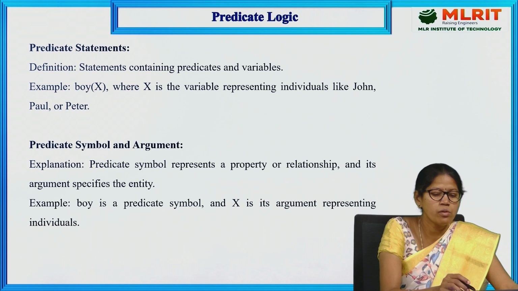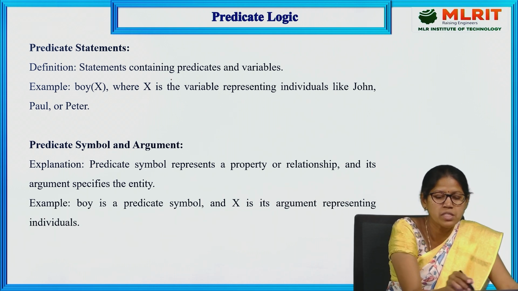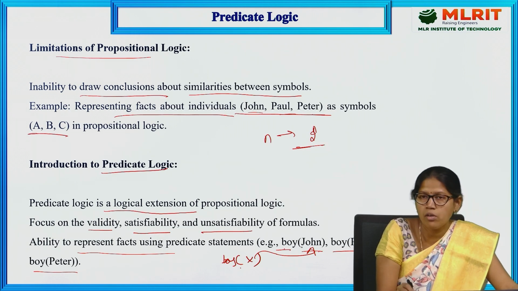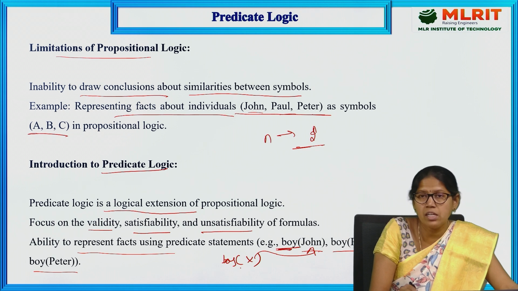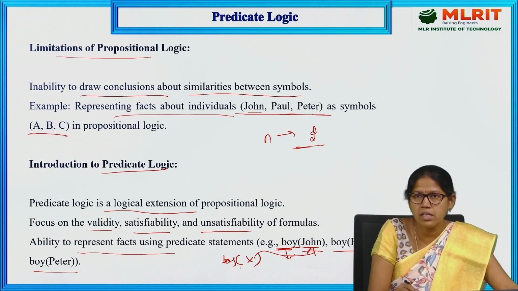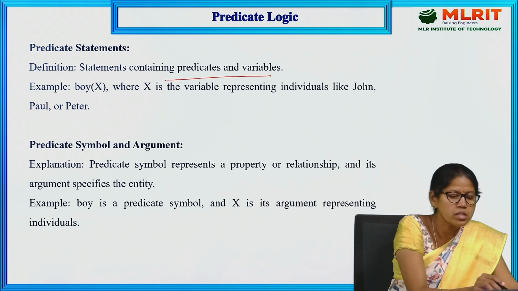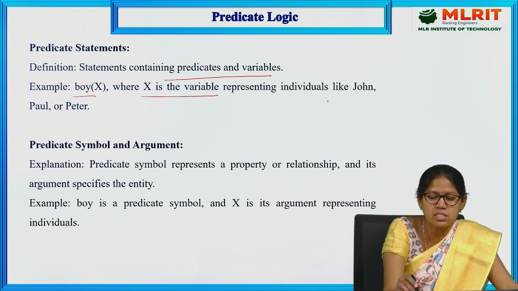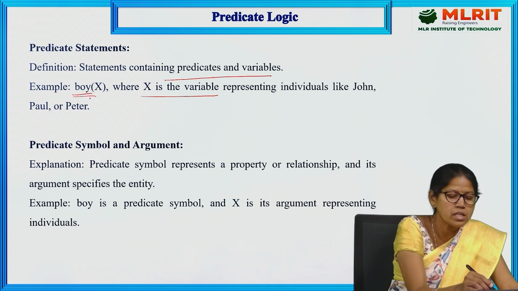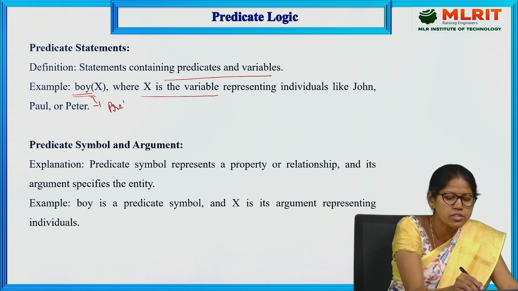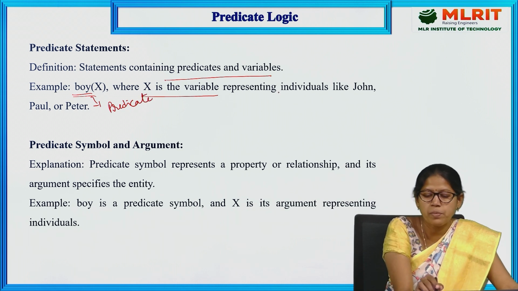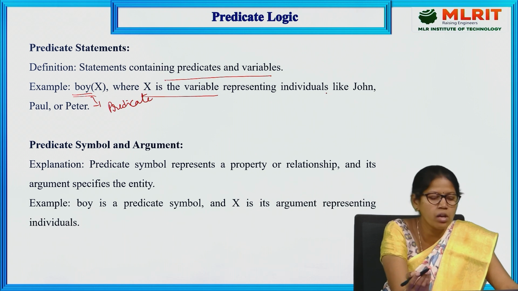Let's see what predicate statements are. They are statements containing predicates and variables. In the previous example, boy of John, boy of Paul: boy is a relationship or property, and John is the argument. Boy is called the predicate or relationship. For example, boy of X: X is the variable and boy is the predicate or relationship. X is a variable representing individuals like John, Paul and Mike.